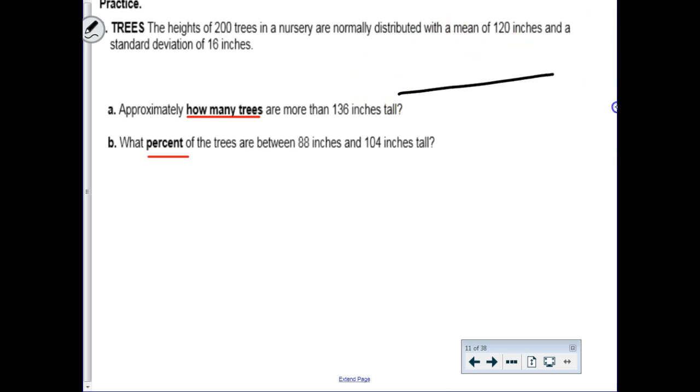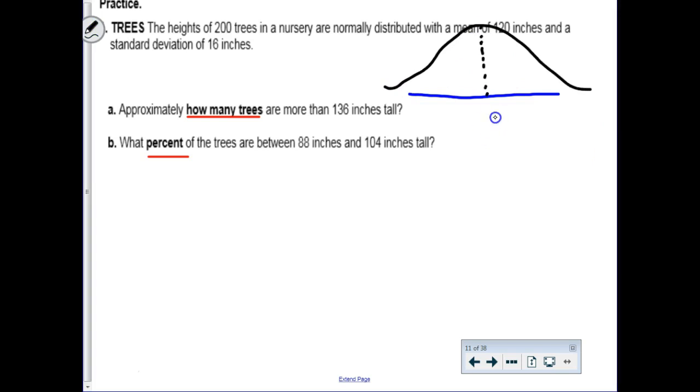Oh man. Every year I say, you should have pre-drawn standard curves, and every year I go, snap, I don't have pre-drawn standard curves. Okay, who is the mean in this question? Is it 120? Okay. This time we have a standard deviation of 16. So when I go 1 deviation up and down, that brings me up to 136 and 104.